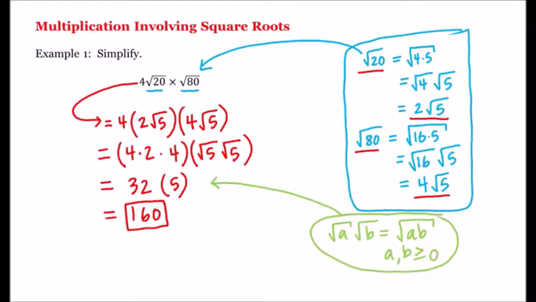Now, we could have begun a bit differently and just applied this property from the very beginning. In other words, this is equal to 4 times the square root of 20 times 80, which is equal to 4 times the square root of 1600. And if we simplified this, we'd get to the same answer. But 1600 is a pretty big number, so we decided to simplify the smaller radicals first.